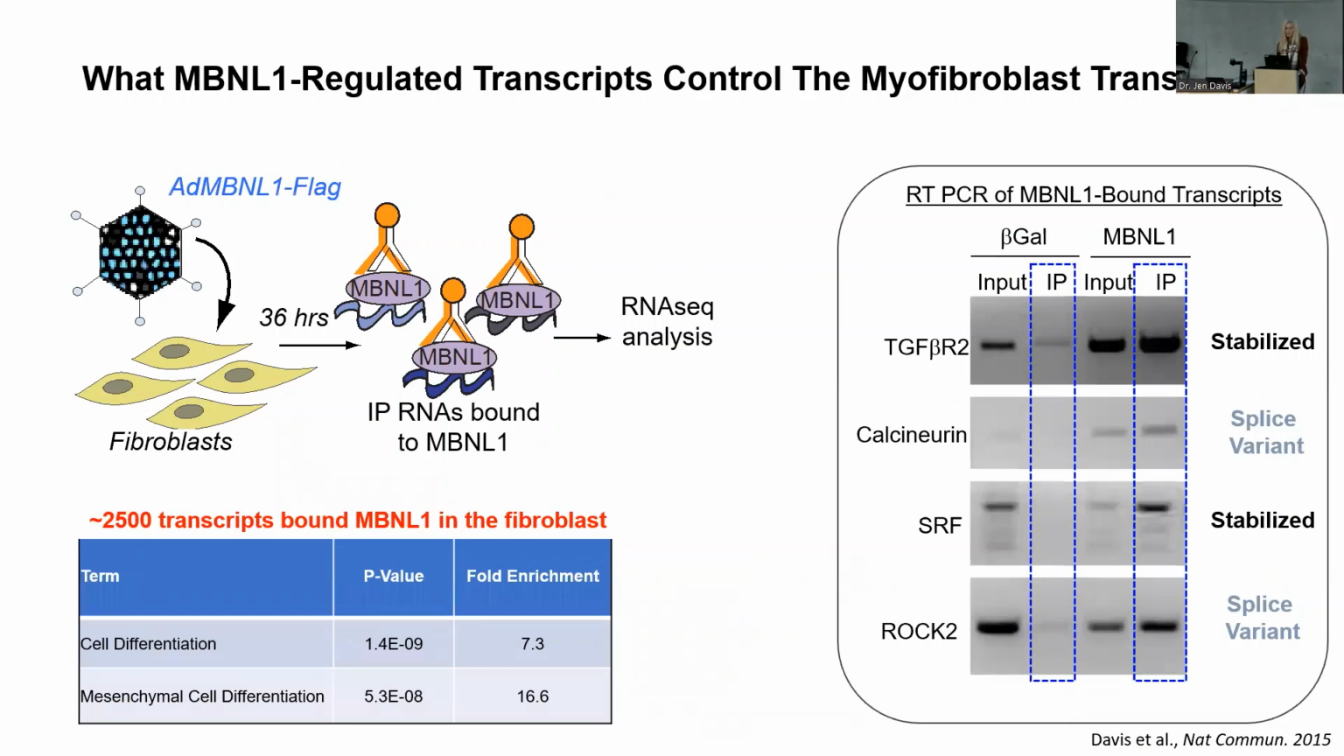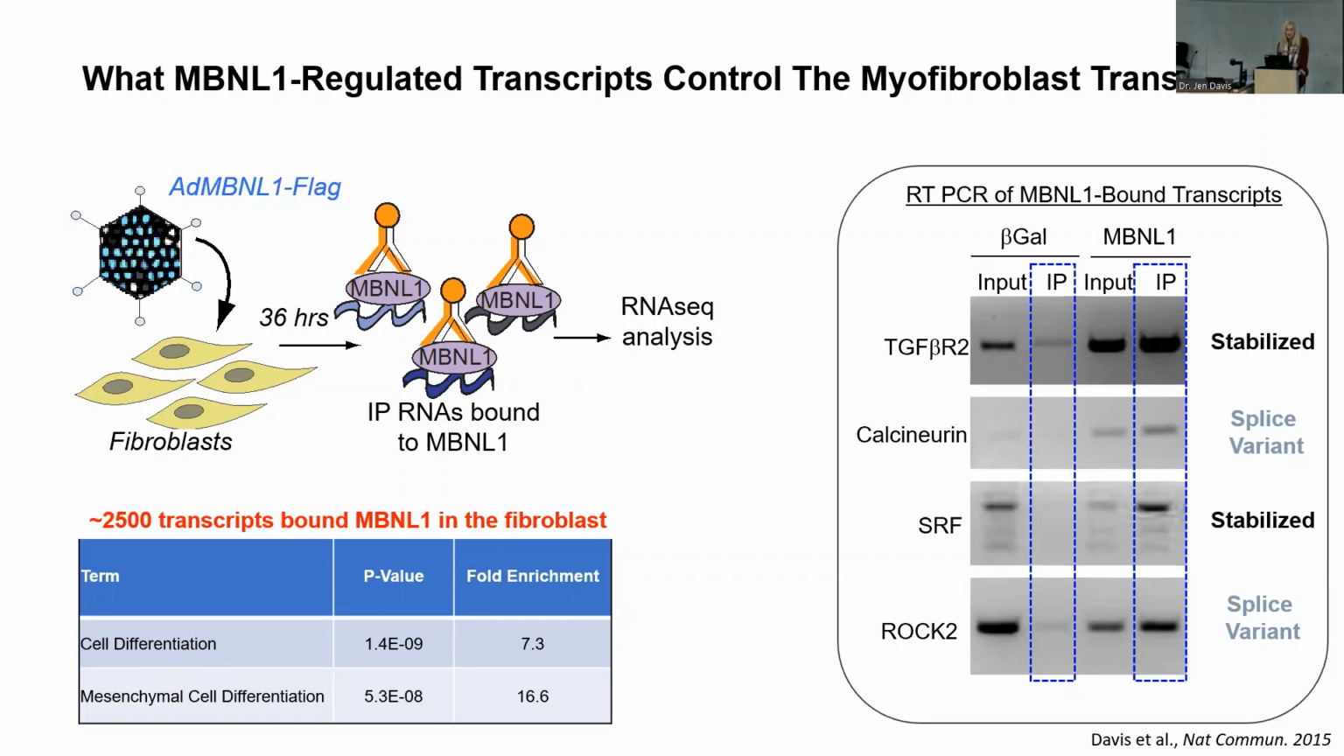Okay, so one of the next questions we asked was, what muscle-blind regulated transcripts does muscle-blind control in order to create this myofibroblast transition? Again, we modeled the gain in muscle-blind function by using adenoviral overexpression of muscle-blind in cardiac fibroblasts. Then we used RNA immunoprecipitation to segregate all of the RNAs that are bound to muscle-blind in a cardiac fibroblast, and we identified that subset of transcripts by RNA-seq analysis.